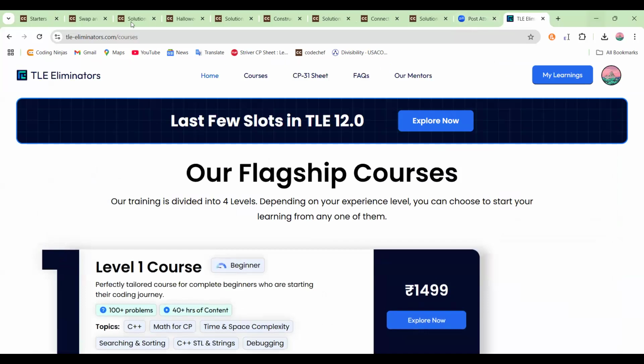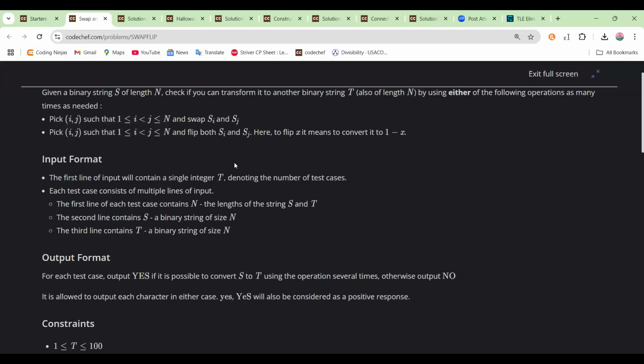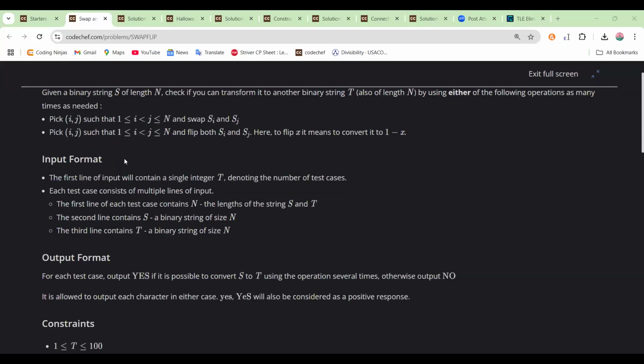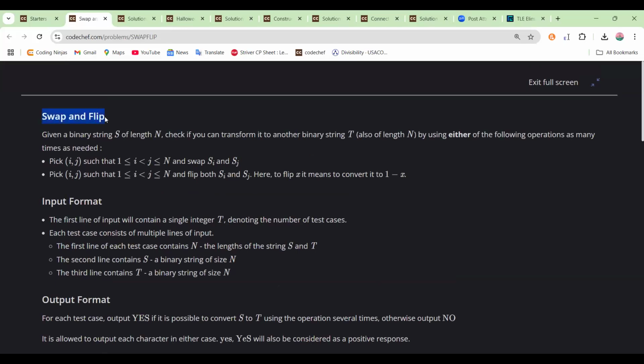So saying that, let me start with the discussion for today. Today we are going to discuss the first four problems from the Div 2 Codechef contest. And here is the first problem. The first problem was Swap and Flip.